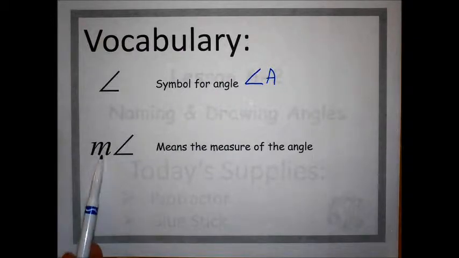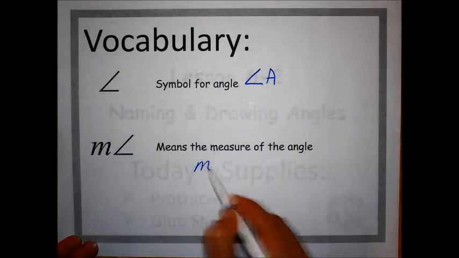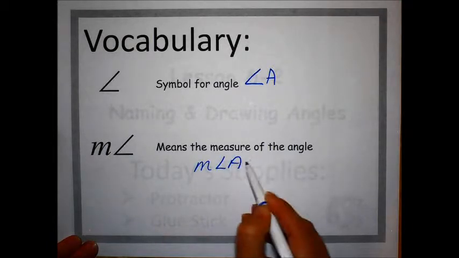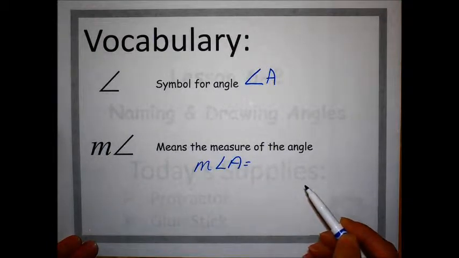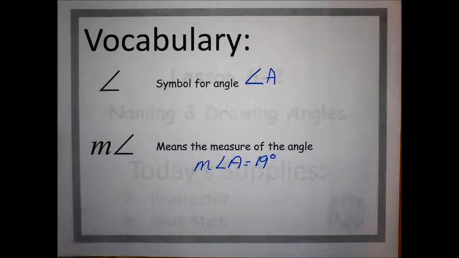If you see an italicized M in front of the angle symbol, that means they're talking about the measure of angle A. So if you see this, I would want to put a degrees after it, like 19 degrees. Please hit pause and copy your vocabulary into your journal.